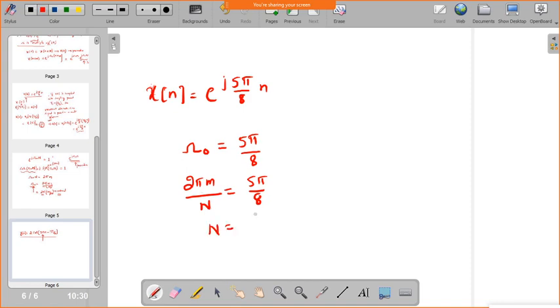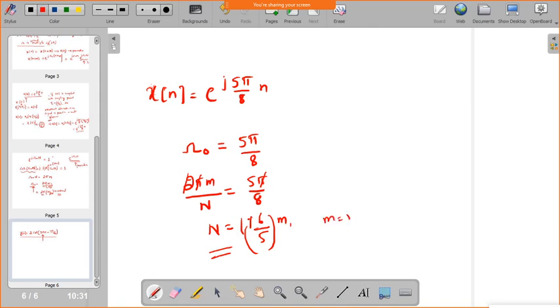So pi will get cancelled, and now n is equal to 16 by 5 into m, is it not? So now for what values of m will n be an integer?